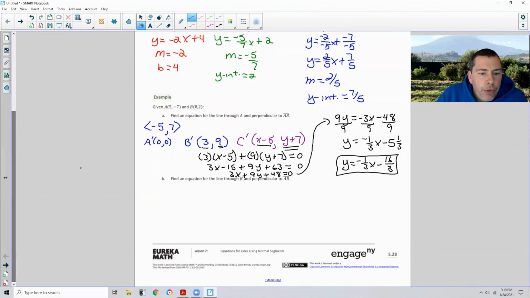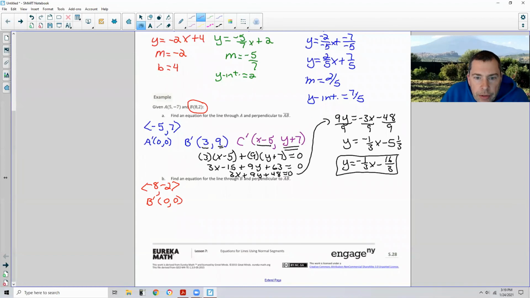Okay, part B, we're going to do the same thing, but now we're going to do it for point B. So let's use red here. First thing I always do is find that vector. So B is right here. To get this to be 0, 0, I need 8 minus 8 to get 0 and 2 minus 2 to get 0. So my vector is negative 8, negative 2. That will give me a B prime of 0, 0.